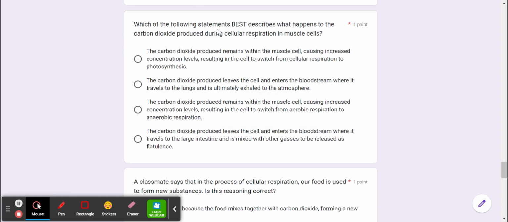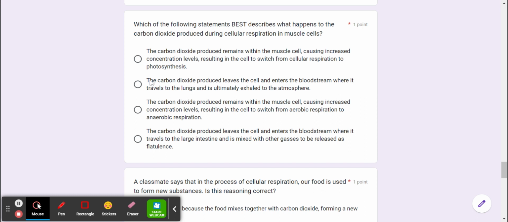Which of the following statements best describes what happens to the carbon dioxide produced during cellular respiration in muscle cells? So the carbon dioxide produced remains within the muscle cell, causing increased concentration levels, resulting in the cell to switch from cellular respiration to photosynthesis. Or the carbon dioxide produced leaves the cell and enters the bloodstream, where it travels to the lungs and is ultimately exhaled to the atmosphere.